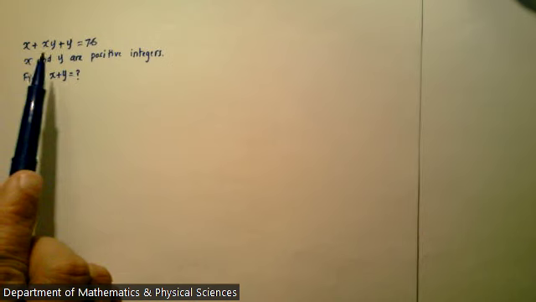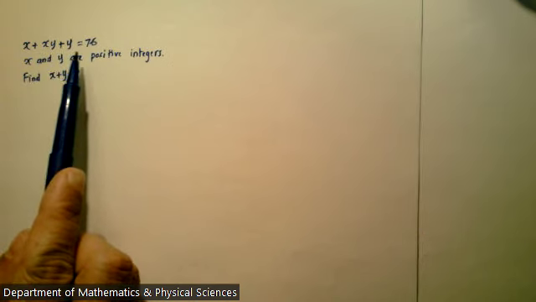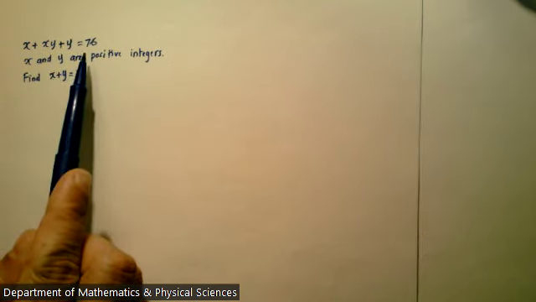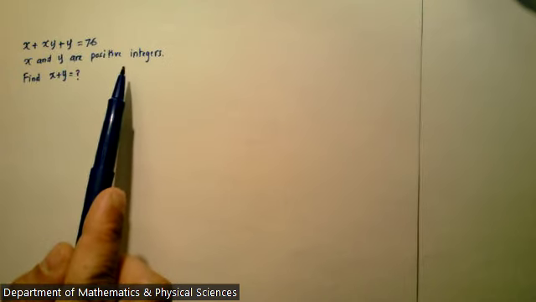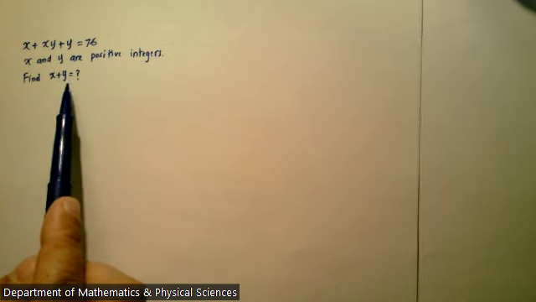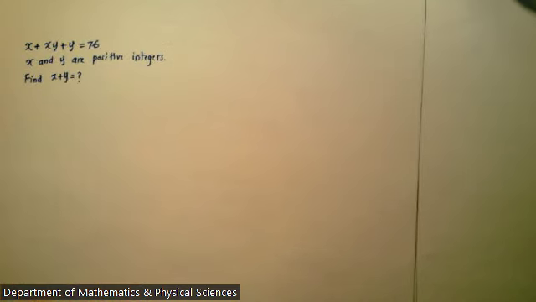Let's see how we can solve this Olympiad problem. It says x plus x times y plus y is equal to 76, and x and y are given to be positive integers. We need to find what x plus y is equal to. Let's get started.